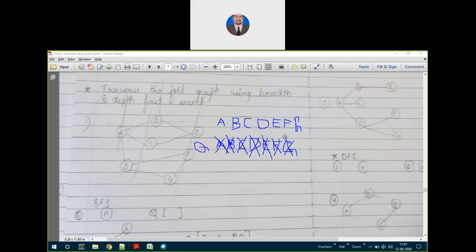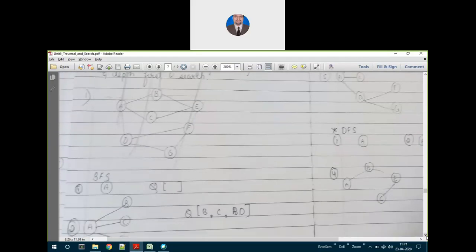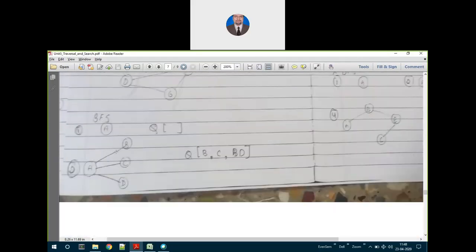So this is explained in a diagrammatic way, or in the notes here. Step by step, the same steps are explained here. So whenever you find this particular diagram, this is explored and these are its connected vertices.